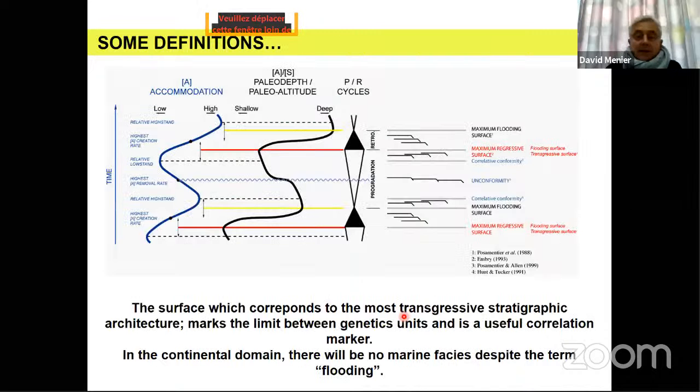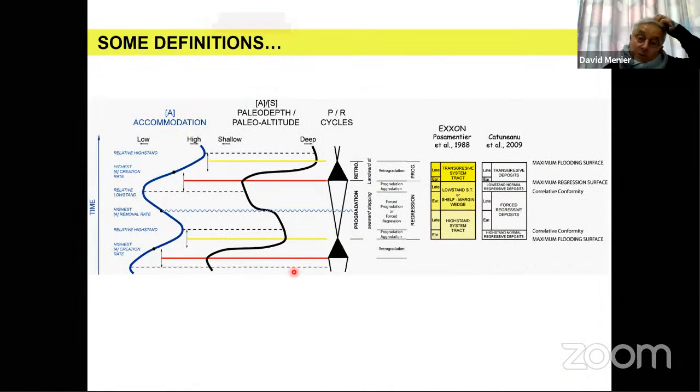Some definitions again. The surface which corresponds to the most transgressive stratigraphic architecture marks the limit between genetic units and the useful correlation markers. So when you want to reconstruct the history of your basin, you have to try to identify the maximum regressive surface, the maximum flooding surface, using seismic data. And thanks to that, you have to use seismic lines. With the seismic line, this is what we are doing. We can observe the highstand system tract, the lowstand system tract, and the transgressive system tract. This is what I would like to share with you later, showing a seismic line and trying to explain to you how we can observe that.